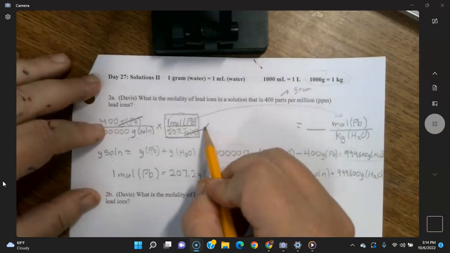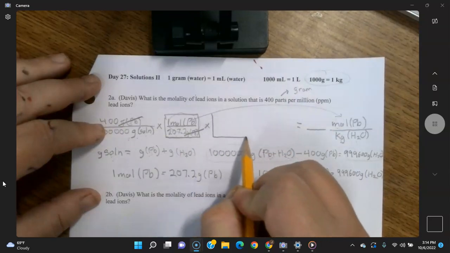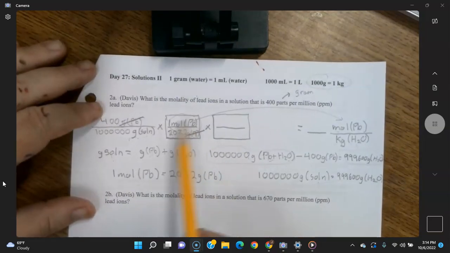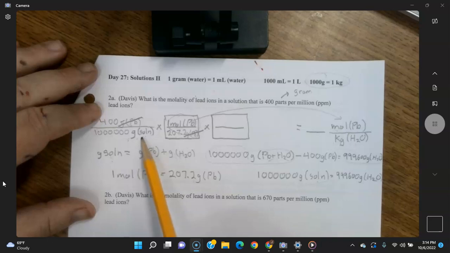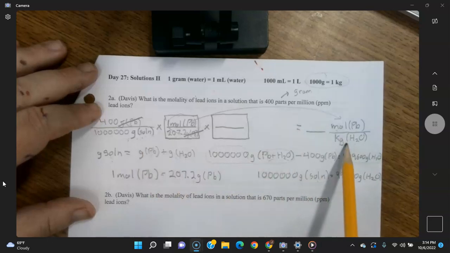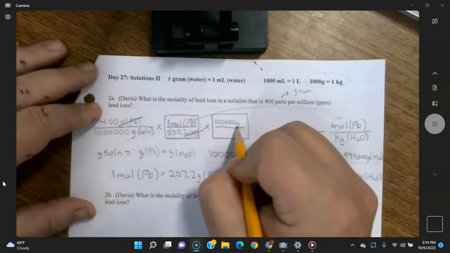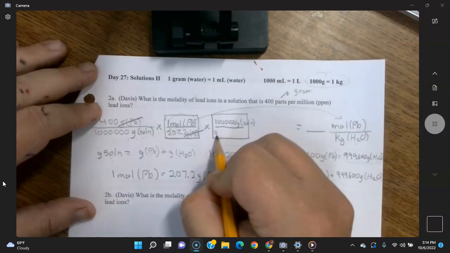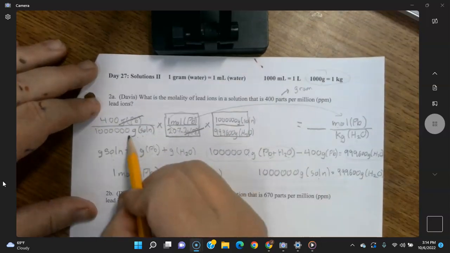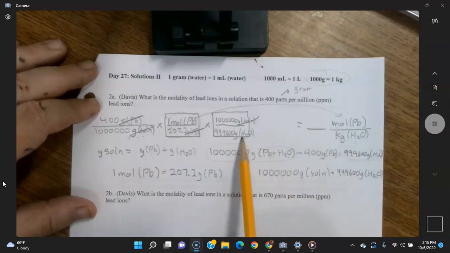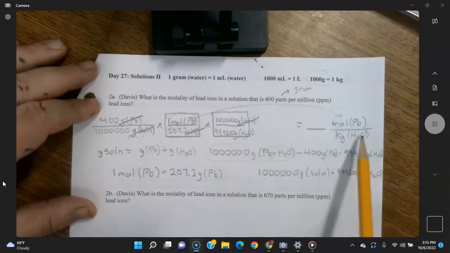So now we're going to draw a box. And which one goes on top, which one goes on bottom. Again, we're not paying any attention to this box anymore. So we're starting with grams of solution. We need to get H2O down on the bottom. So we're going to put 1,000,000 grams of solution over this number. So grams of solution here cancels with grams of solution there. And now on the bottom we have H2O instead of solution. That's what we needed to do. We needed to get the correct substance, H2O.